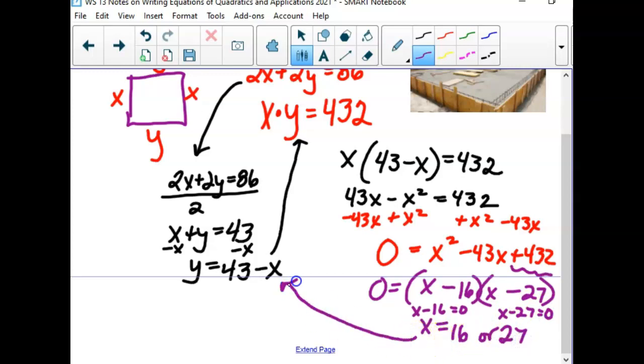Now let me show you a little magic. If I put 16 in here, 43 minus 16 is 27. If I put 27 in there, 43 minus 27 is 16. So the length and width are either 16 by 27 or 27 by 16, okay? Dimensions are 16 by 27.